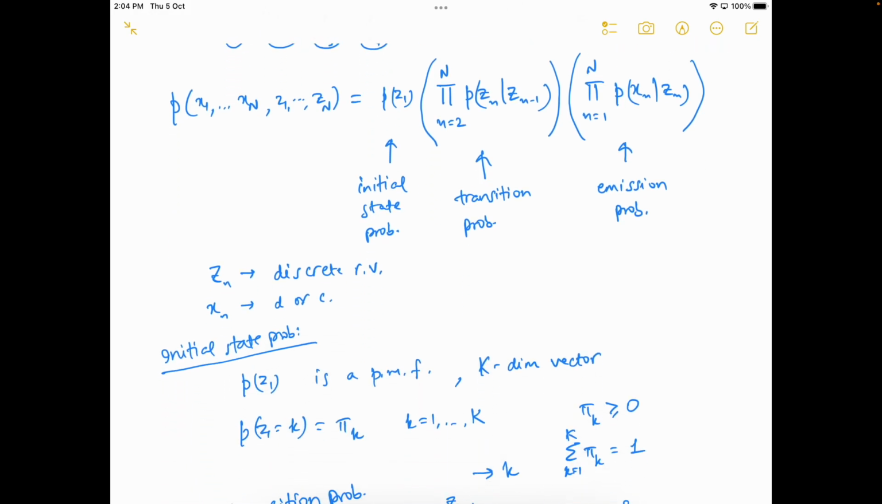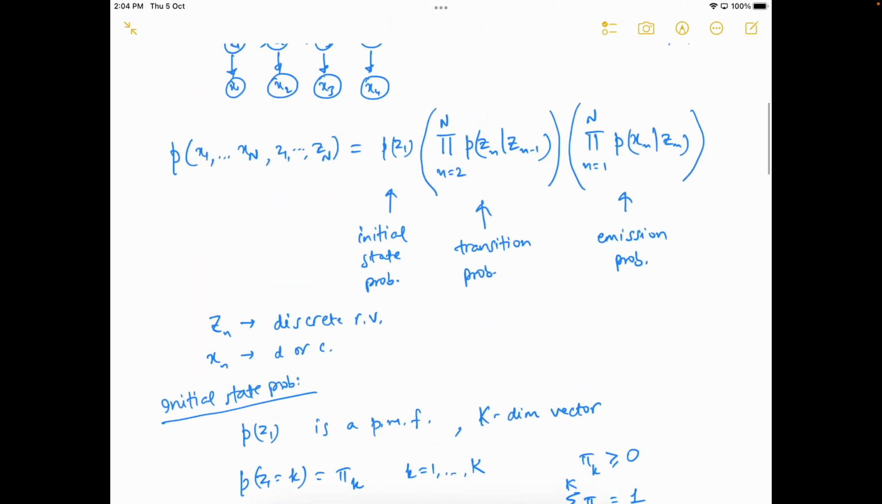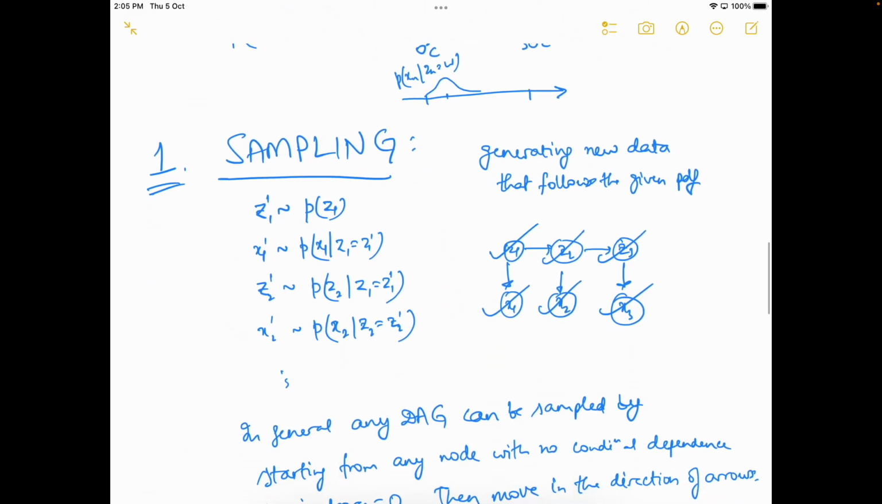The condition is that Z should be a discrete random variable. It cannot be a continuous random variable for a hidden Markov model. That's the condition. And then we saw different components. Basically, we decompose our PDF into these small conditional PDFs. The joint PDF is decomposed. And then we saw individually these quantities: the initial state probability, state transition probability, emission probability, etc.